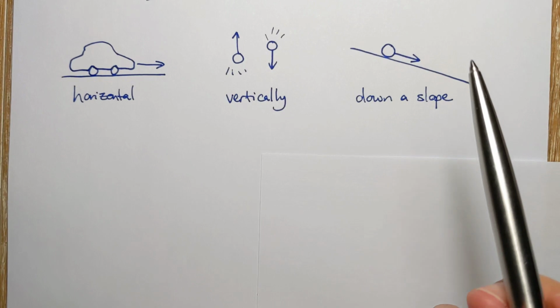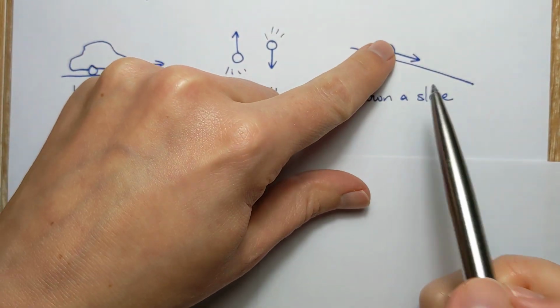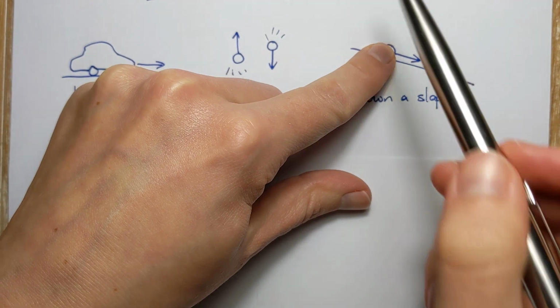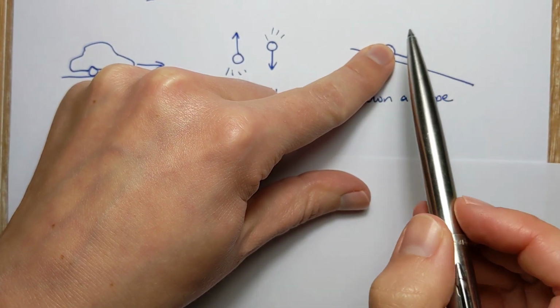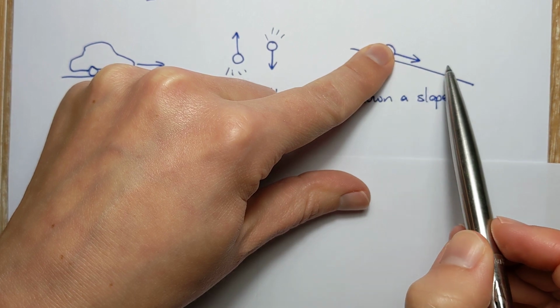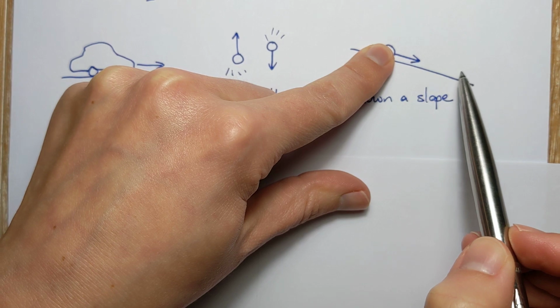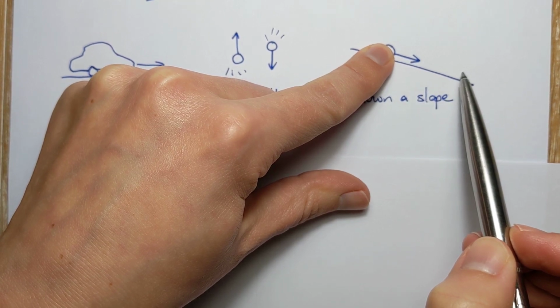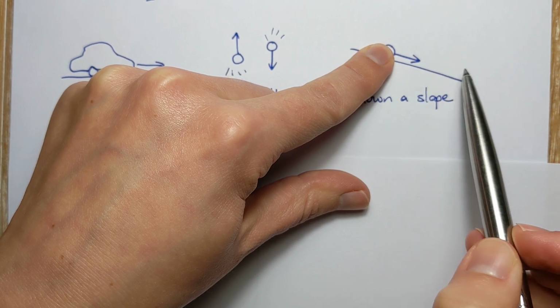So in each case, you have an object that, let's say it starts here, and it has some initial velocity u, and then it's going to accelerate for a time t, and then at the end of that time t, it will have a final velocity v, and it will have a displacement of s from where it started.